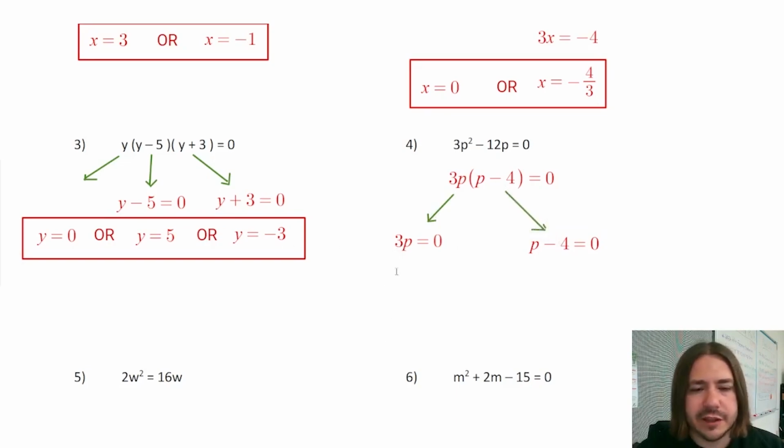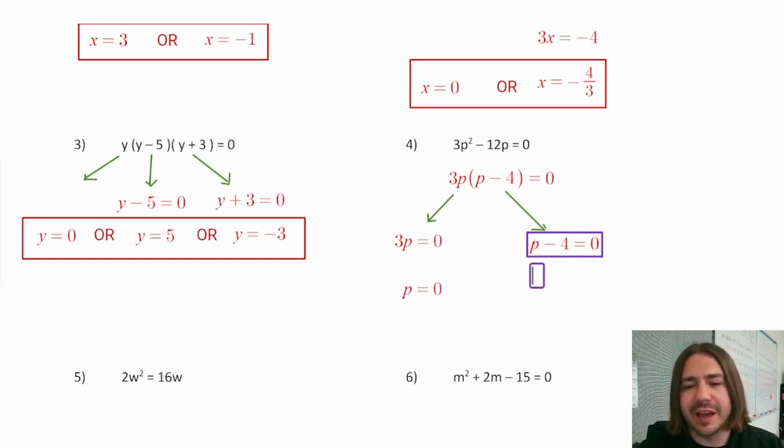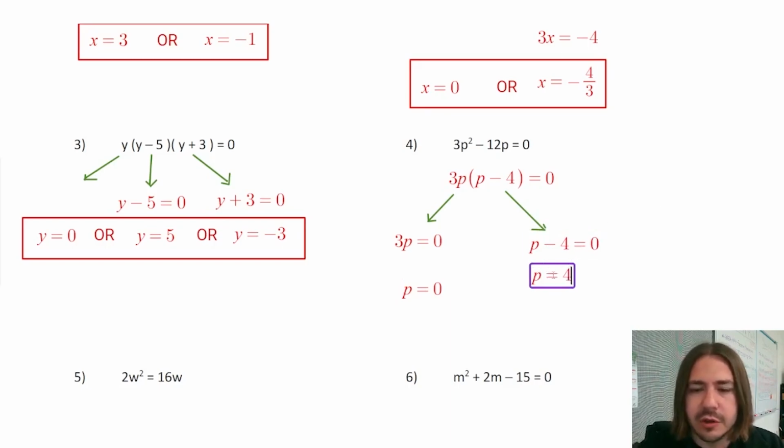Okay, so on the left-hand side, we're going to divide both sides by 3. 0 divided by 3 is just still 0, so p could equal 0. And on this next one, we're going to add 4 to both sides of the equation, so I get p equals 4. So p can either equal 0 or 4.